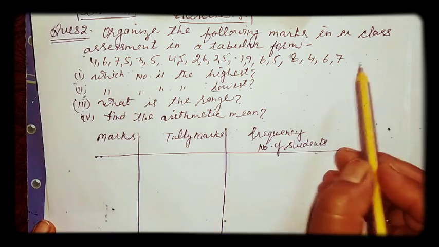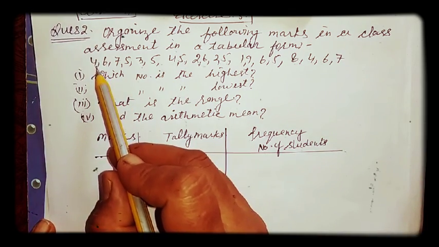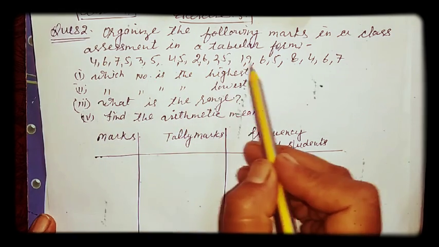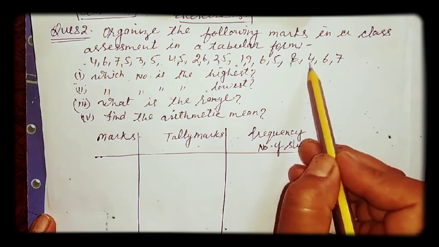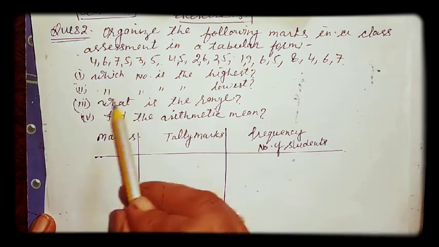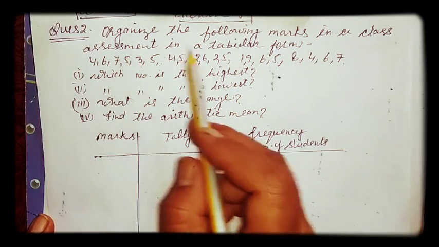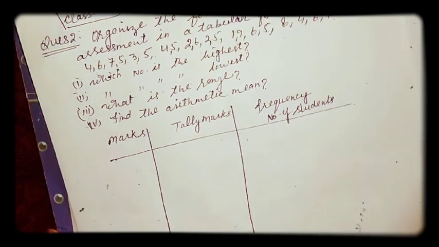How many students are there? Let's count. These students are 1, 2, 3, 4, 5, 6, 7, 8, 9, 10, 11, 12, 13, 14, 15, 16, 17, 18, 19 and 20 students. These are the marks of 20 students. So first of all, we have to arrange these marks into a tabular form.